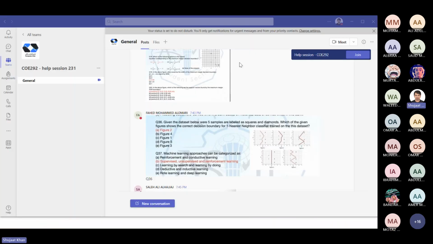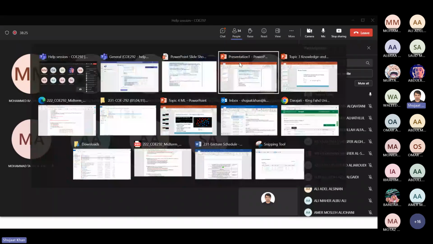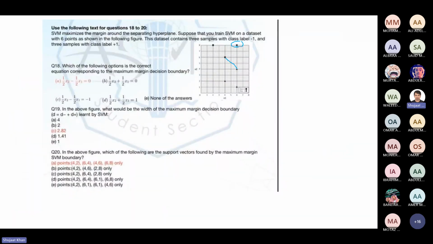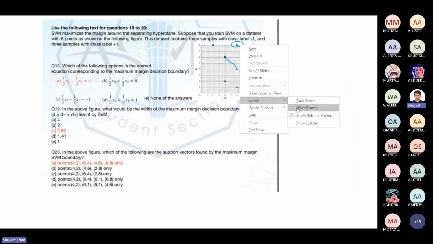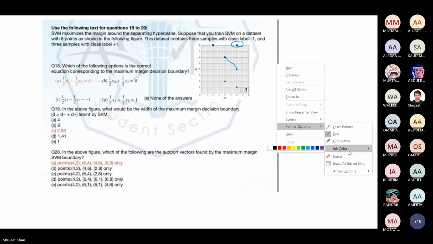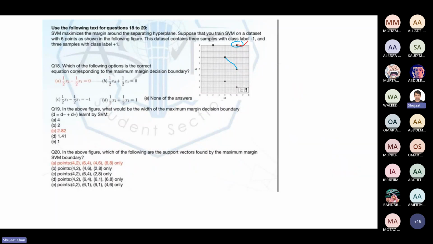Sorry, so we were discussing this one. Even if I remove this point, the top point, it will not reduce my margin. If I remove it, the maximum margin is this one. Whether I remove it or not, the maximum margin remains the same. So support vectors are those points which, if you remove them, will increase the margin.